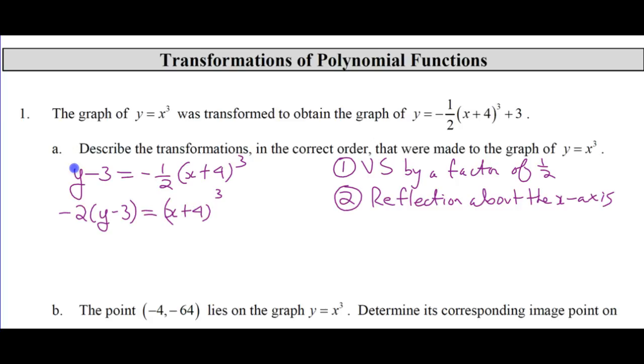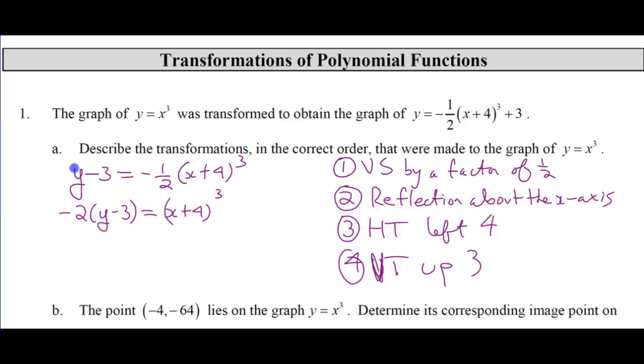Any other reflections? No. Translations? So horizontal translation. Which one? Somebody said right. Left 4 and a vertical translation. Up 3. Okay. There we go. Those are the transformations, right?